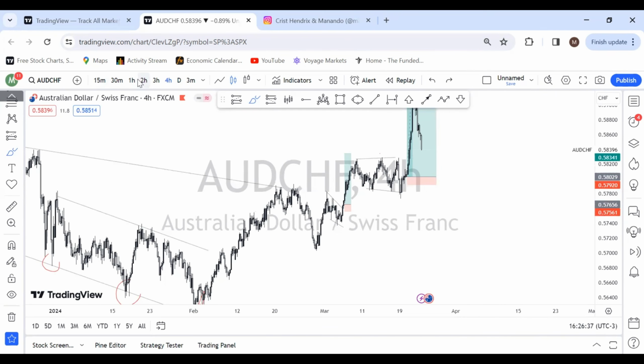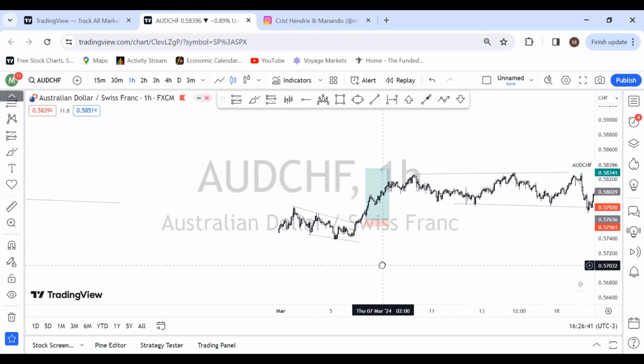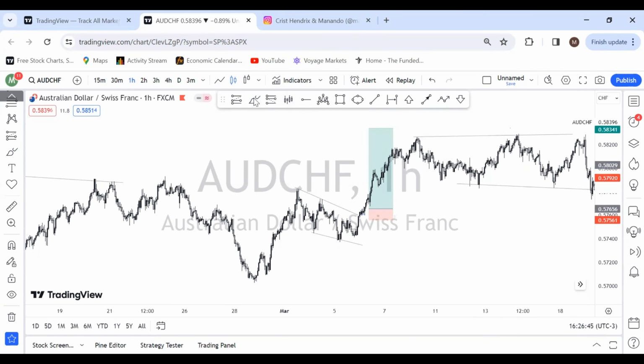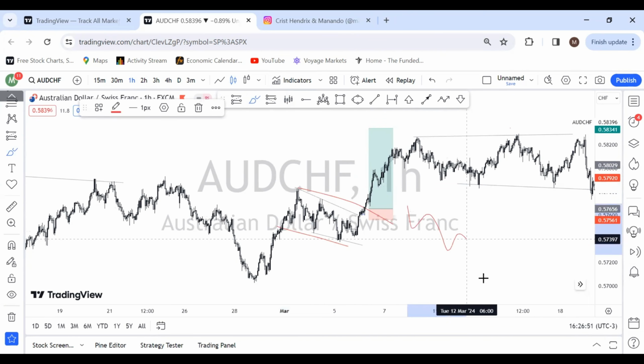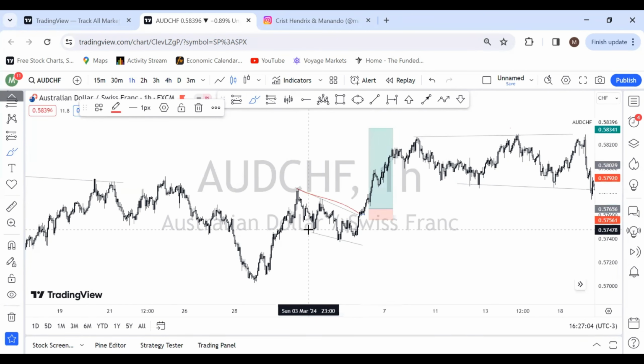So if I scale down to the 1-hour time frame and go back to that correction, you can see it's more flat in nature compared to a very steep correction. So we know that this is a continuation correction. So we have our resistance and our support side of it.